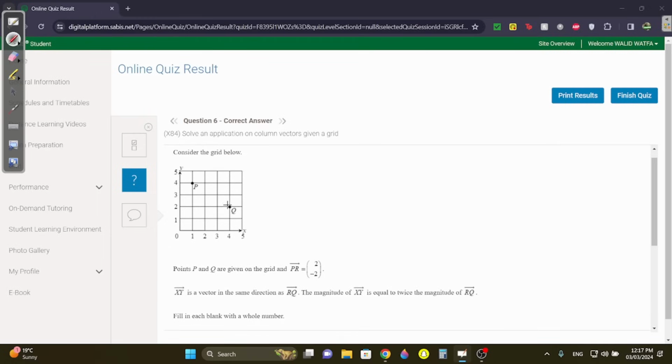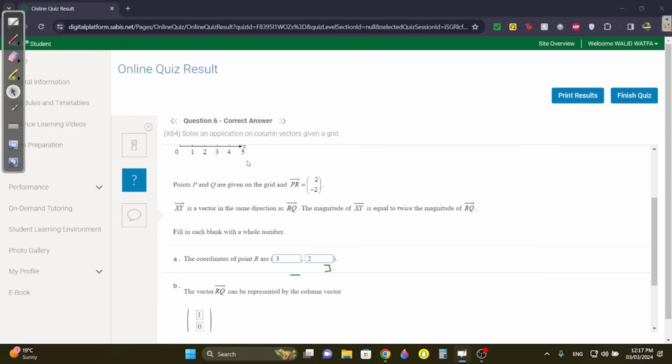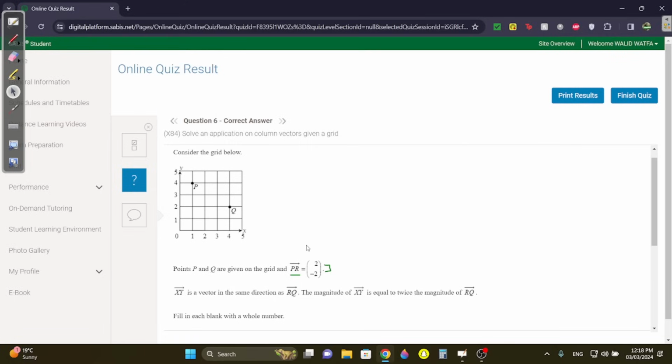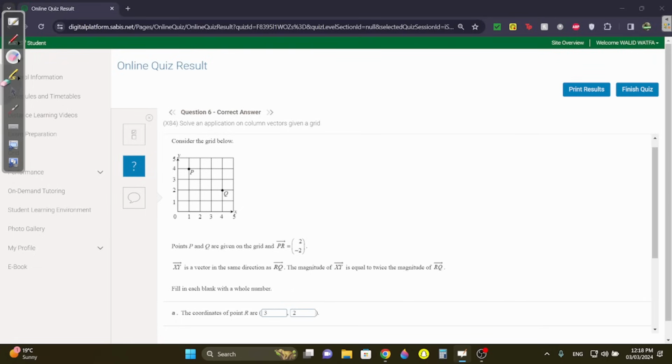Let's start here. P and Q are given on the grid, okay, and PR is 2, minus 2. They're asking you, where is R? For PR is 2, minus 2, where is R going to be? Okay, like I said, the magnitude of any vector, so let's say PR, is equal to x of, in this case, R minus x of P, y of R minus y of P. Always, this is the formula. Final minus initial, final minus initial.